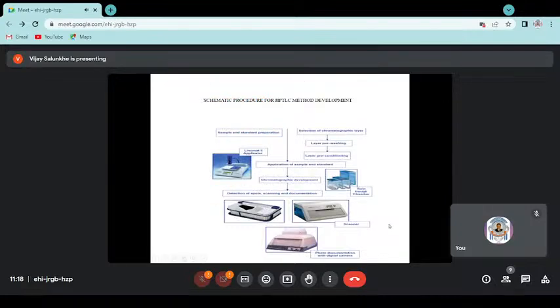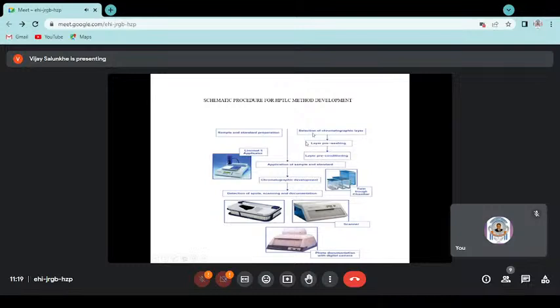So it is just a schematic procedure for HPTLC method development, that is sample and standard preparation. In any case of analysis, we should have one sample and standard. We have to prepare a proper amount of solution for application. Then a selection of chromatographic layer, pre-washing, layer pre-conditioning.